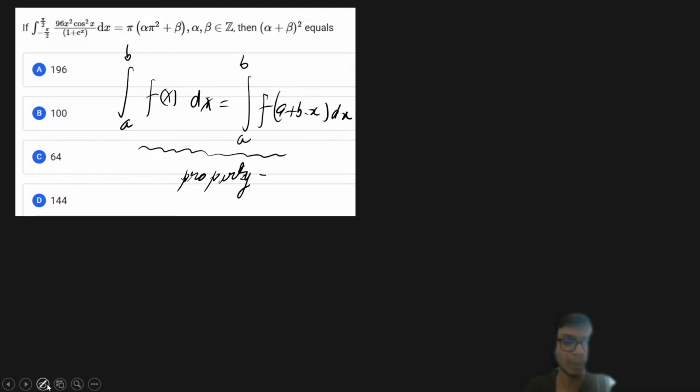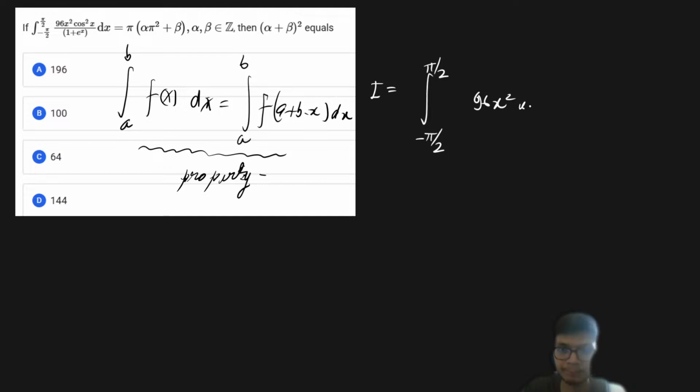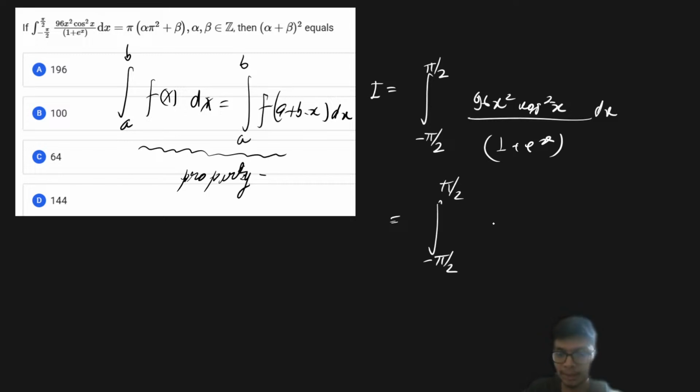So once we know this particular property, what I'm going to do over here is simply use the property. Let us call this integral I, that is, the integral from minus pi by 2 to plus pi by 2 of 96 x square into cos square x divided by 1 plus e to the power x dx. Now, if I apply this King's property, I can write this expression as the integral from minus pi by 2 to pi by 2, but in place of x, it will be replaced by a plus b minus x. So that is going to be equal to minus of x, right?